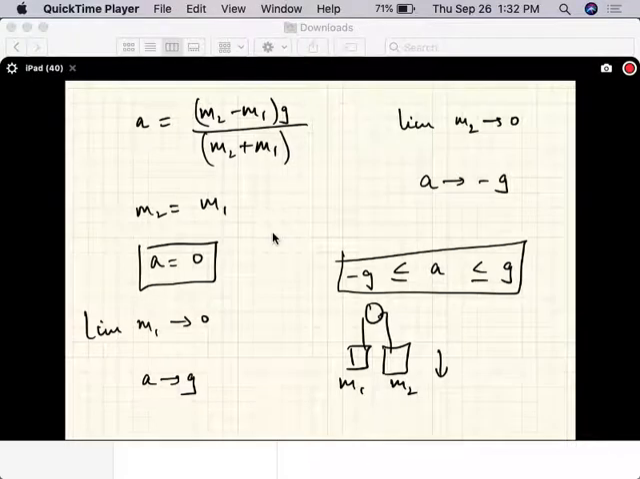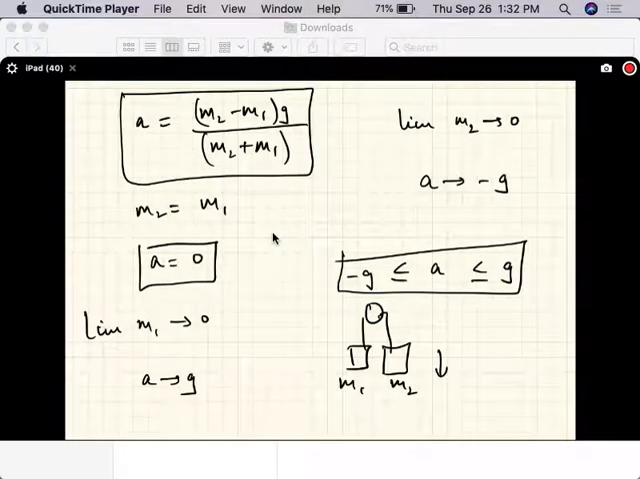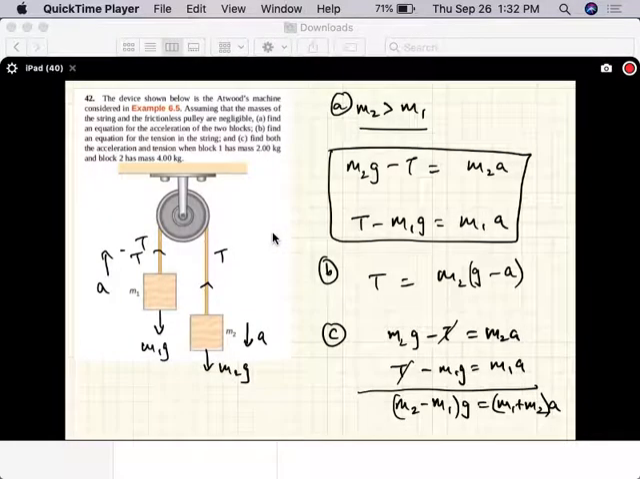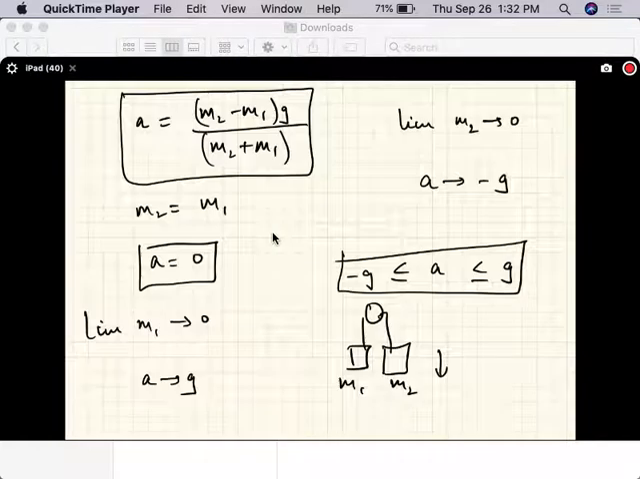Alright, so there's the device. This is the expression we want, and we'll use this expression in lab. So we'll do this experiment. The acceleration in terms of g is given like that. And what is it that we want? Find both the acceleration and tension when the block masses are given.